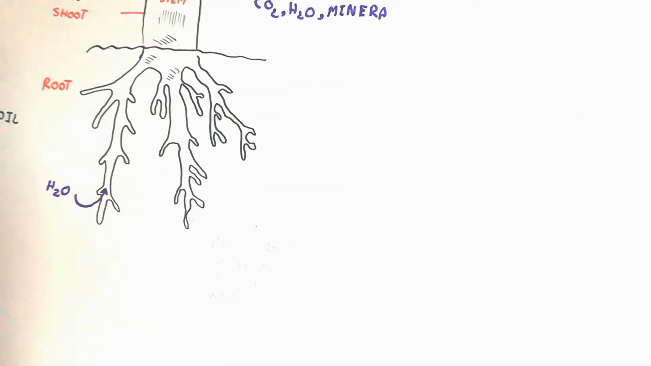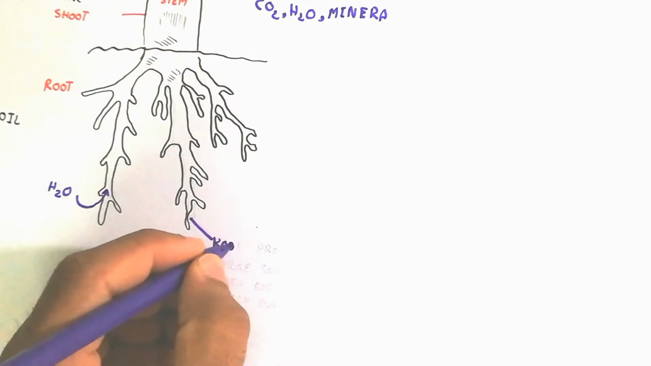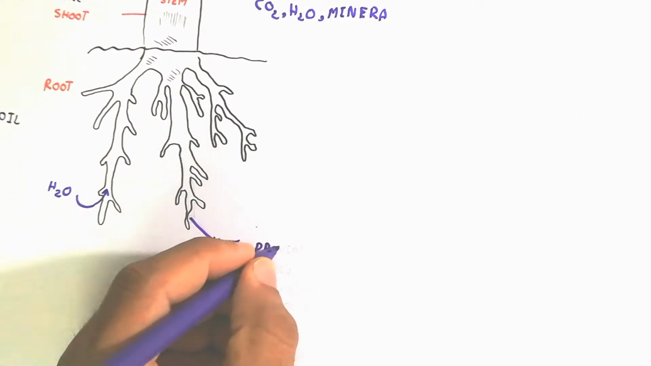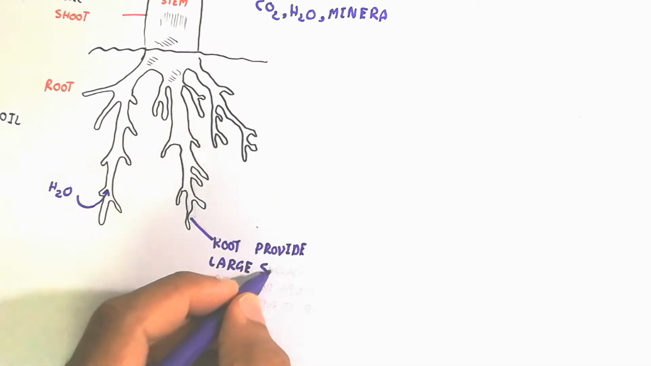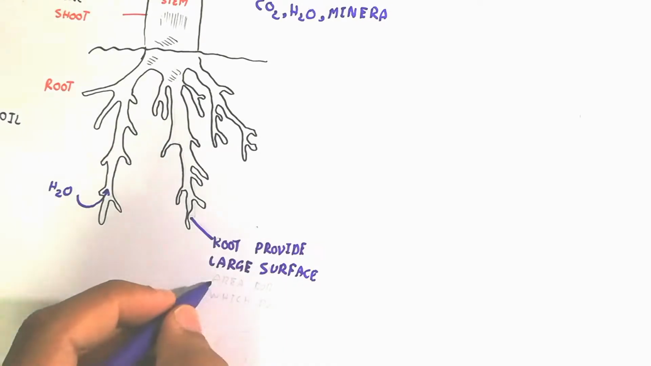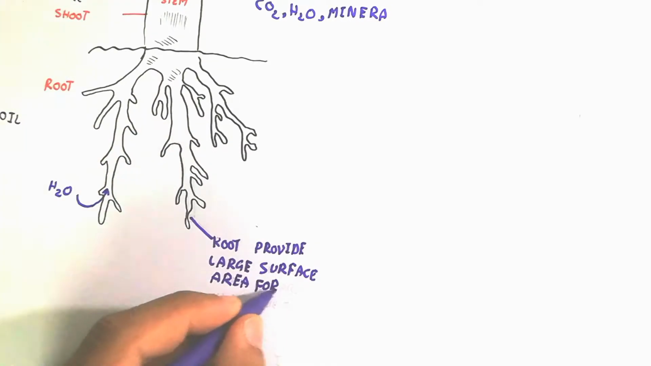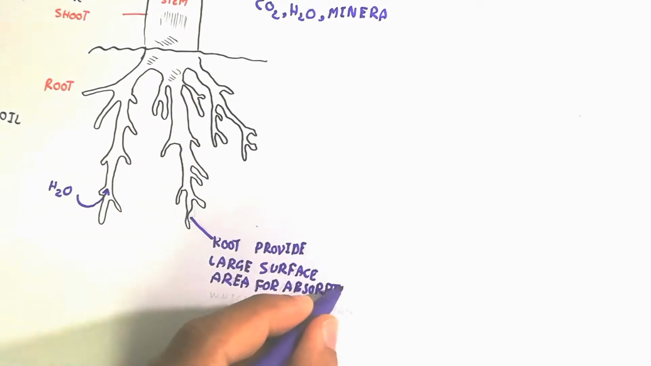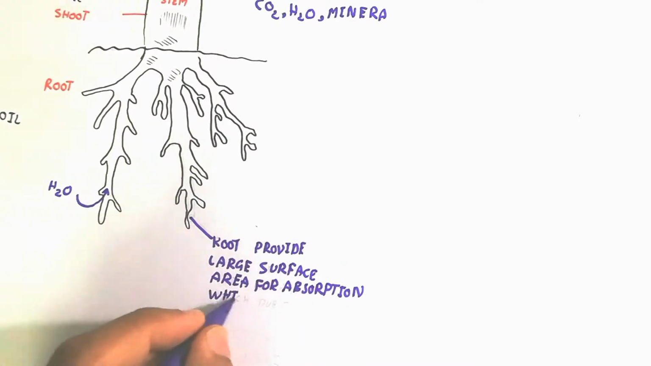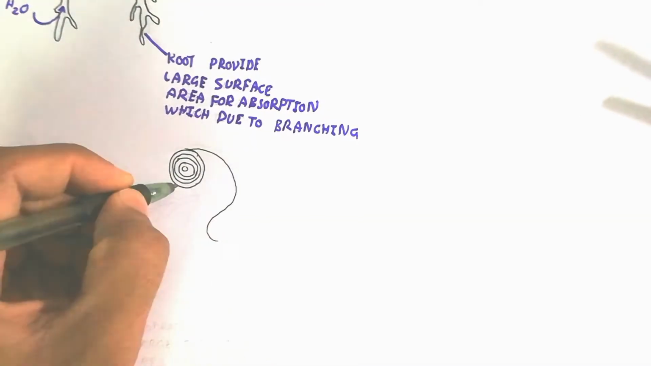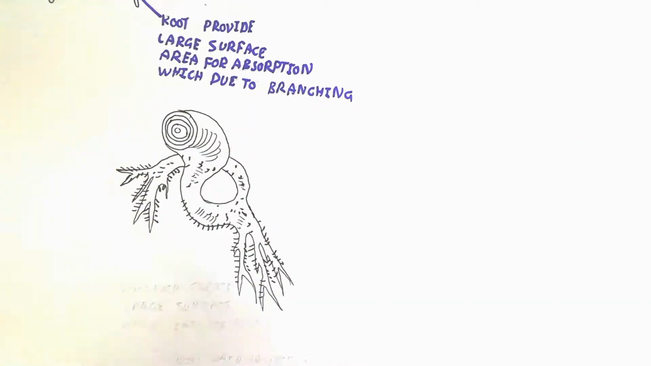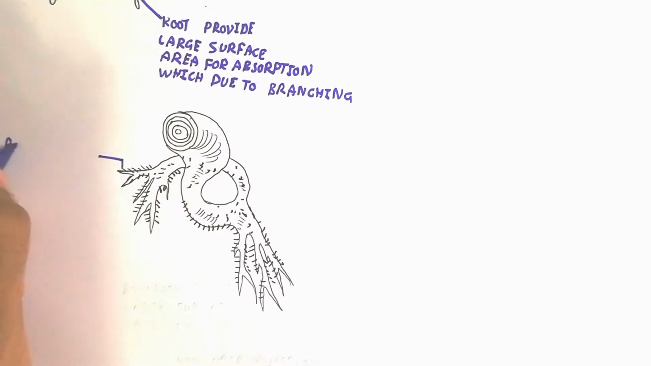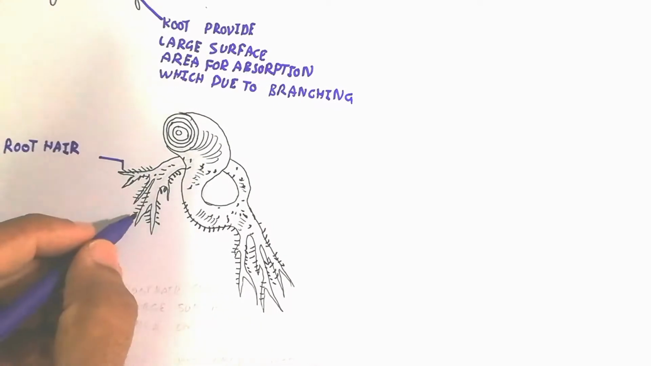But on the other hand, water is absorbed from the root, and the water is also absorbed by osmosis. That's the osmotic gradient, which is used for passive transport. The root provides a large surface area for absorption. It absorbs the water into the roots and it goes upward via the xylem. The xylem is used for the conduction of water and minerals. On the other hand, there is the phloem.